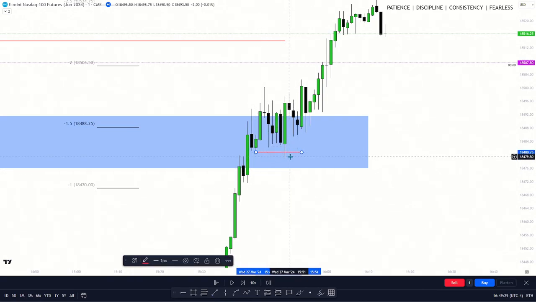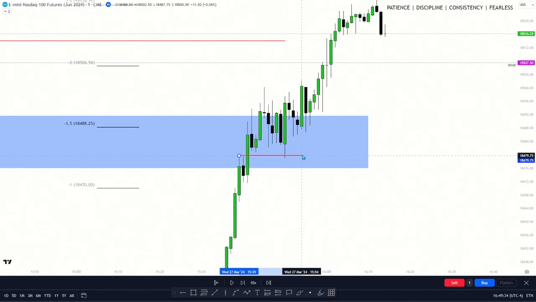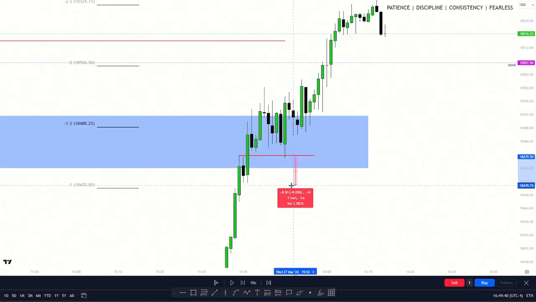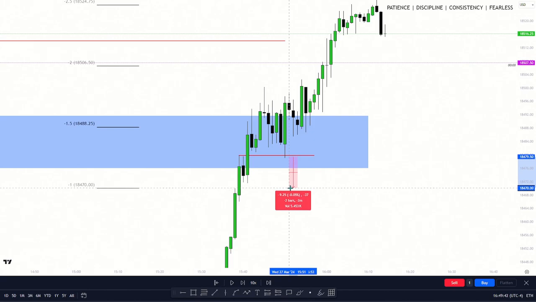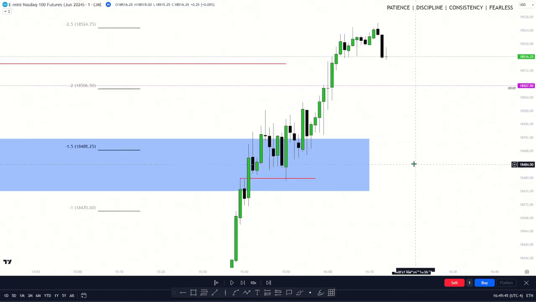I got filled at 79.50. I had my order filled right at the top of this candle. Stop loss, very tight stop. My stop loss was right here. I had 9.5 points of risk for a 25-point take profit.